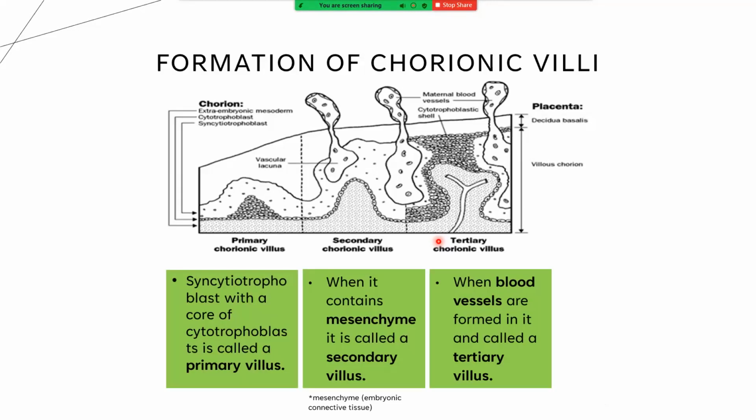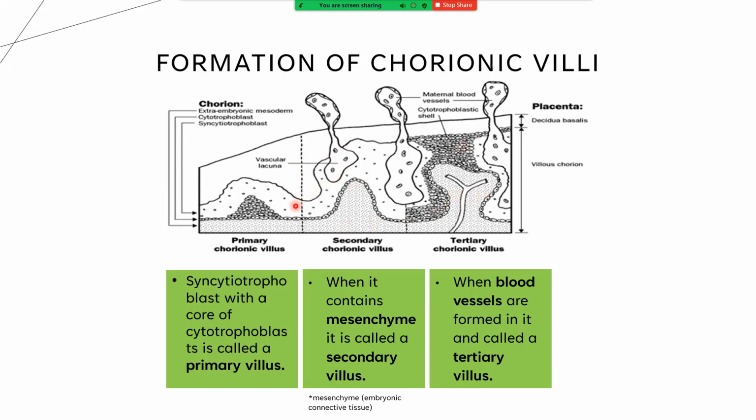Okay, now go to the chorionic villi. What are those chorionic villi? Villi means villus. Villus means finger-like structure or projection. Okay, the primary chorionic villus, this is secondary chorionic villus, and this is tertiary chorionic villus. What are the differences between these three?